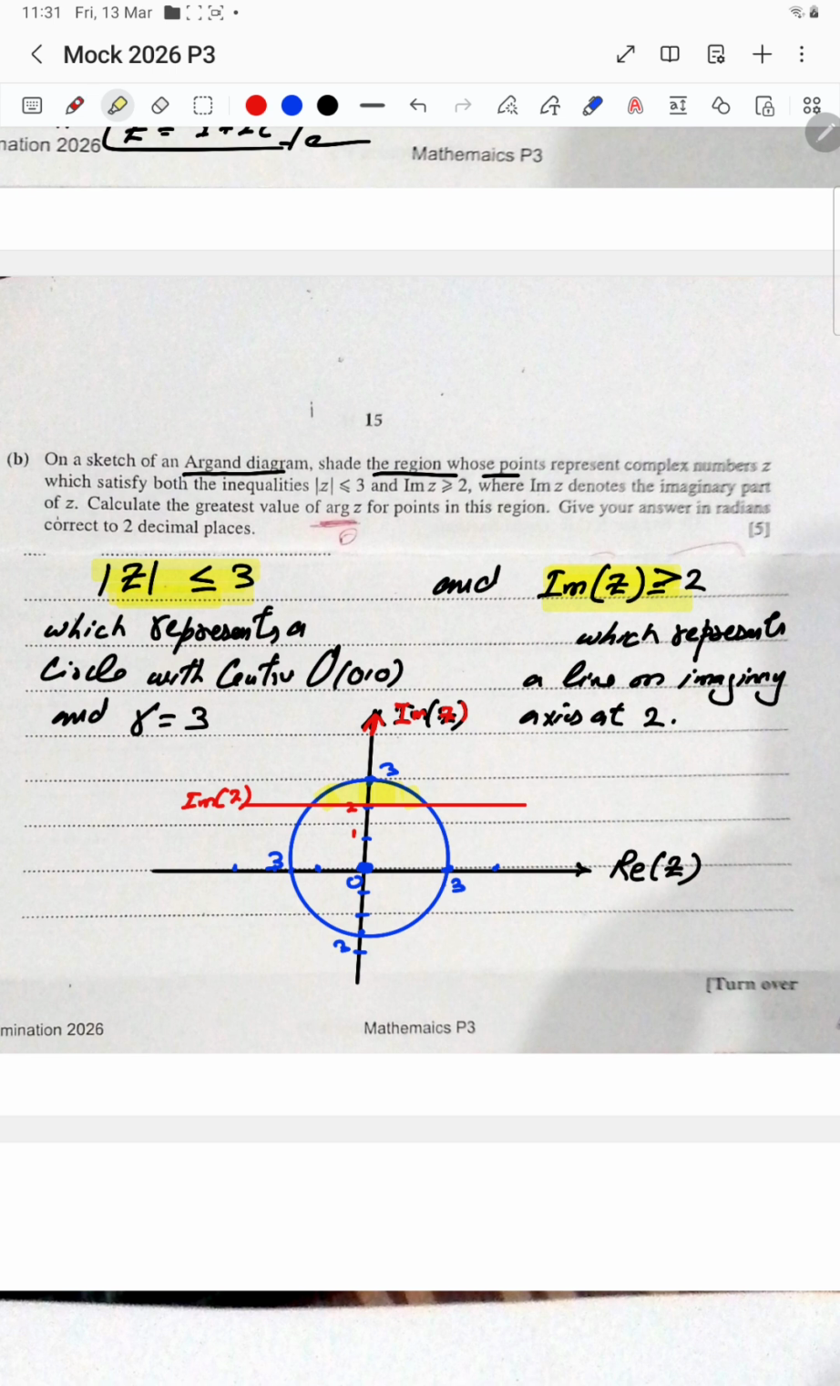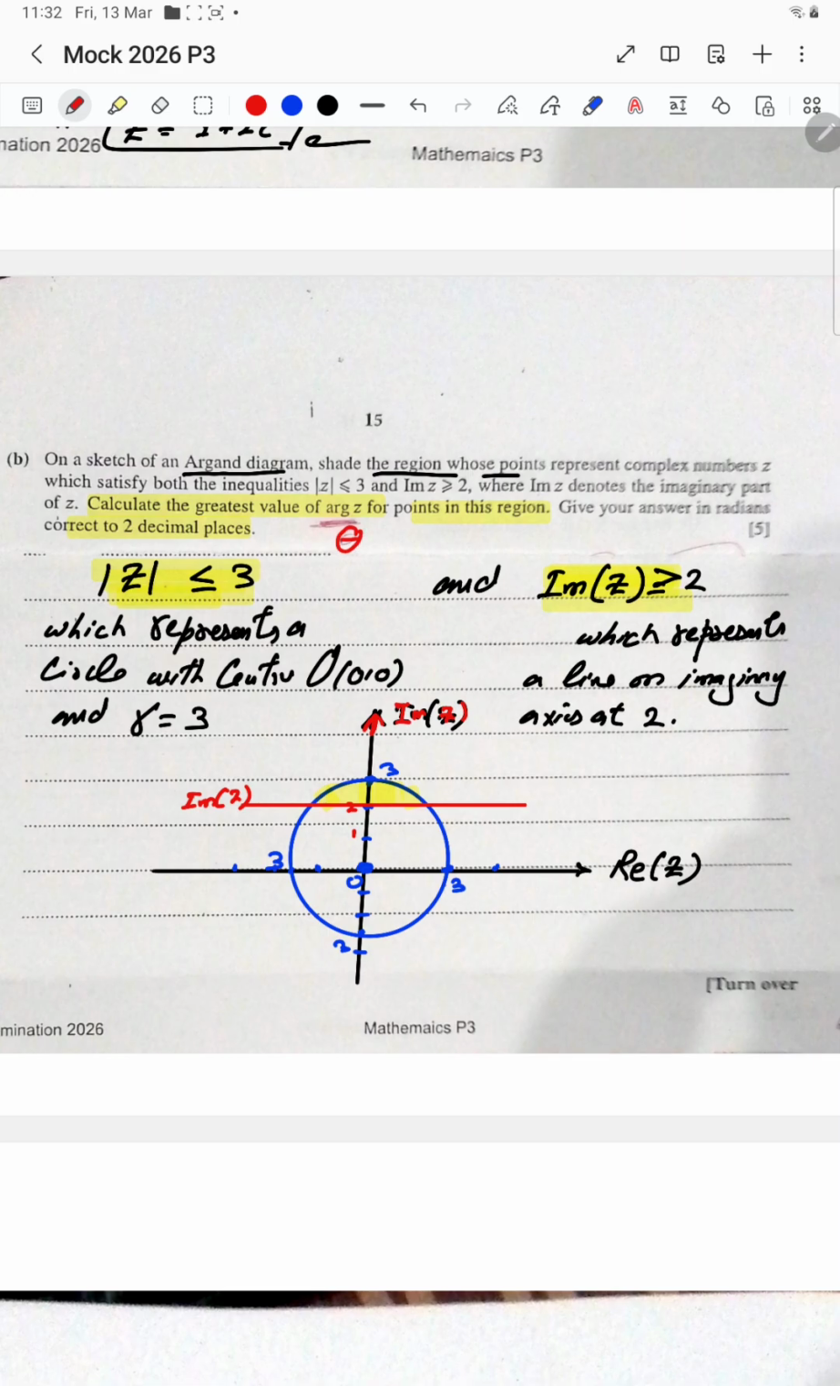So I hope it is clear. We have done this, and further it says: calculate the greatest value of argument z, argument in theta angle, for points in the region. Give your answer in radians, correct to 2 decimal places. Okay, fine. Here we have to calculate theta for this case.